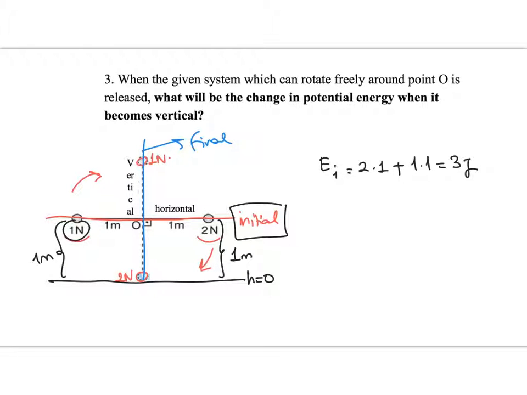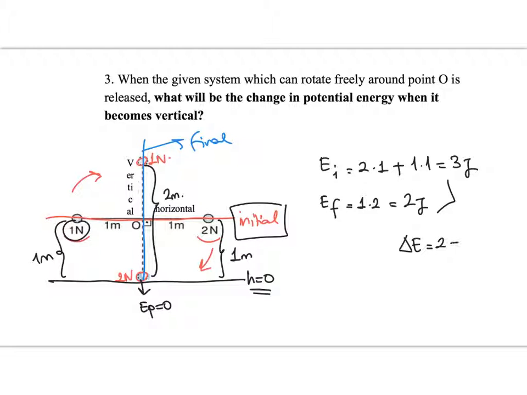When they become vertical, you see that 2 Newton is at a height of 0, so it has no potential energy, and 1 Newton has a height of 2 meters, so the final energy is equal to 1 times 2, which is equal to 2 joules. So you see that the change in energy is equal to final minus initial, which is minus 1 joule.